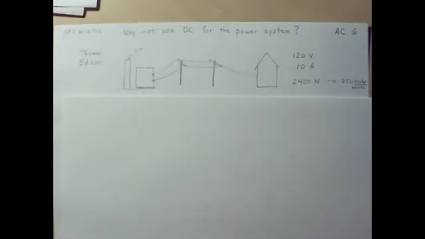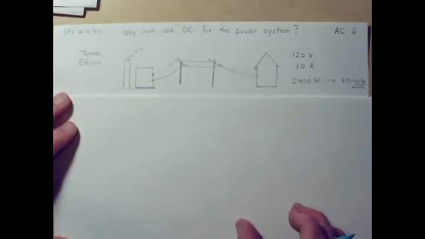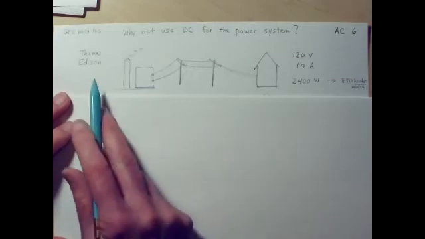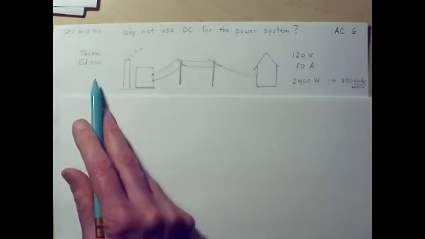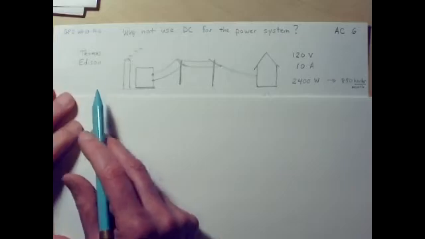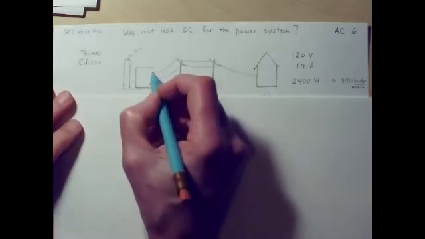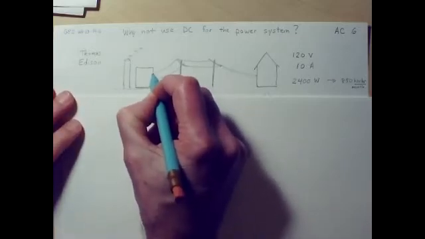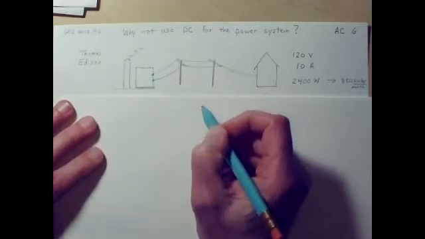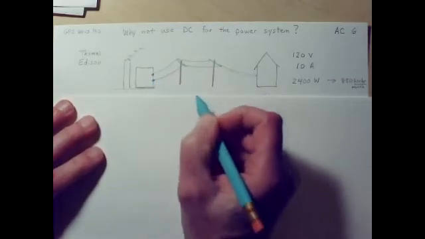Why don't we just use DC for the power system? That's the basic question I'd like to ask right here. And in fact, this is what Thomas Edison was in favor of when he first started providing power for people, setting up generating stations and such. He was a big advocate for using DC.